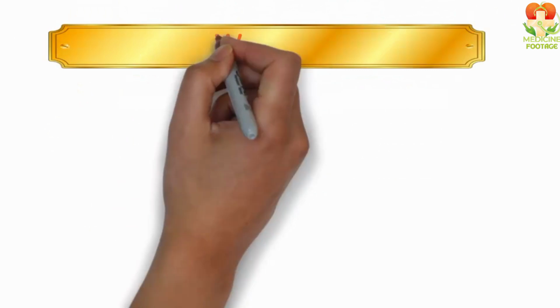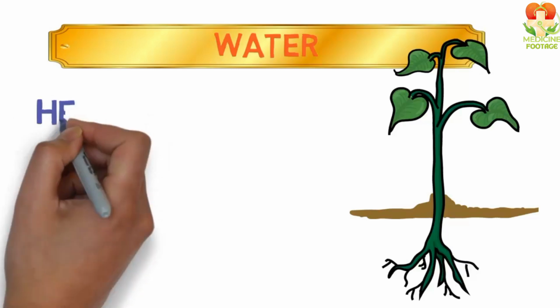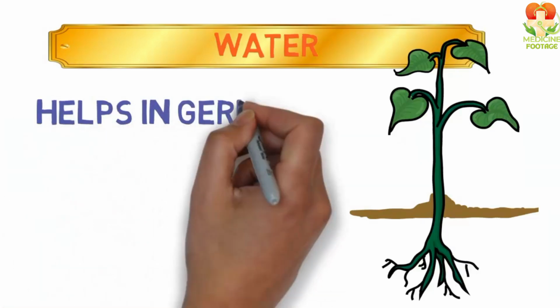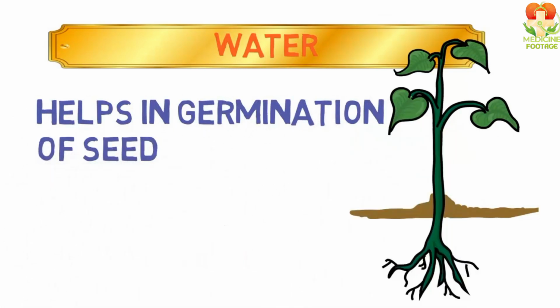Now we come to water. I hope that you all know how important water is. That is why our bodies consist of 70% water. Water also helps in seed germination, allowing the seed to grow.